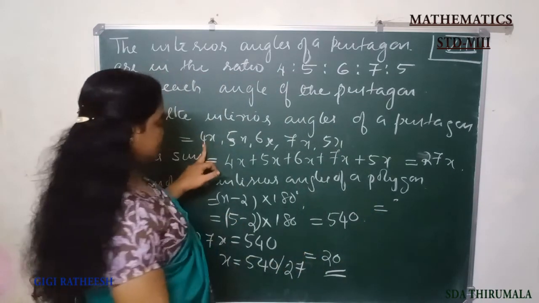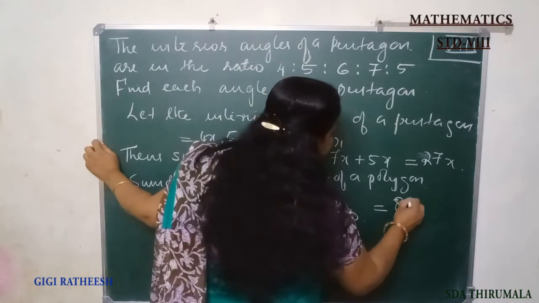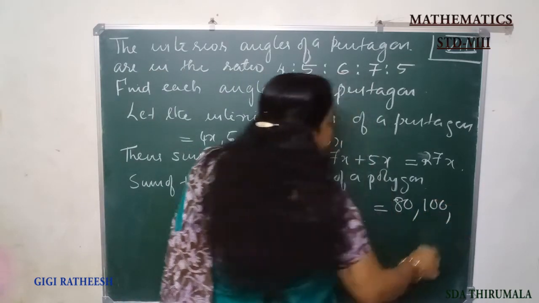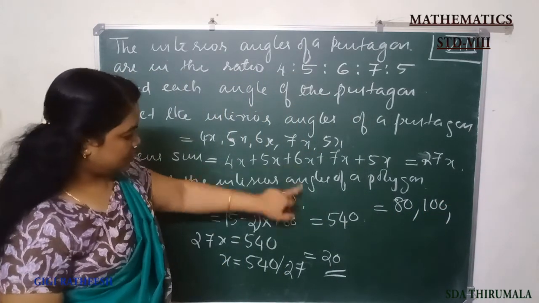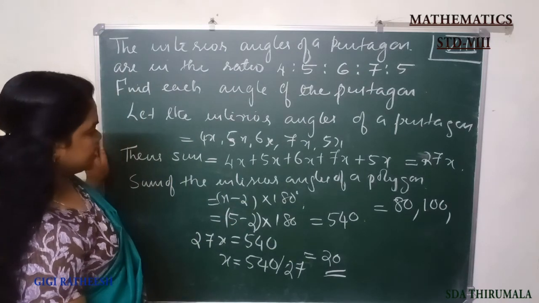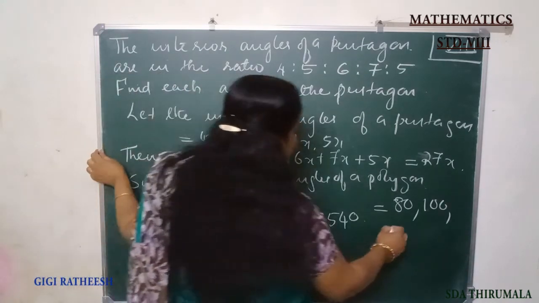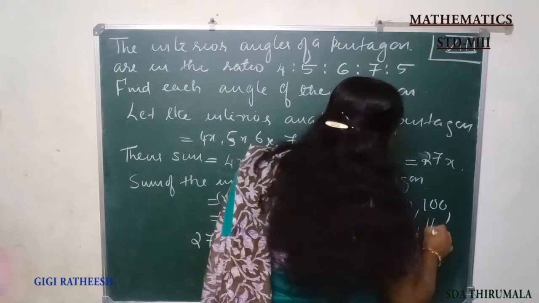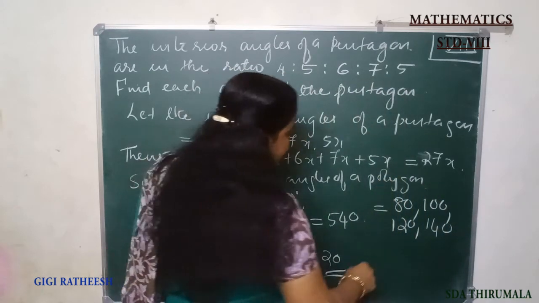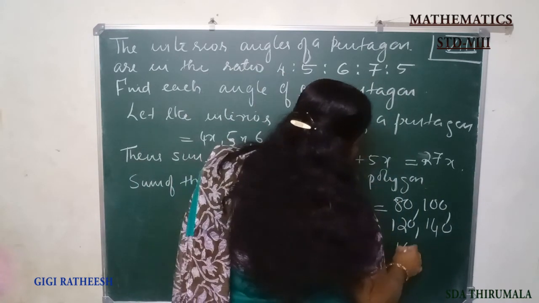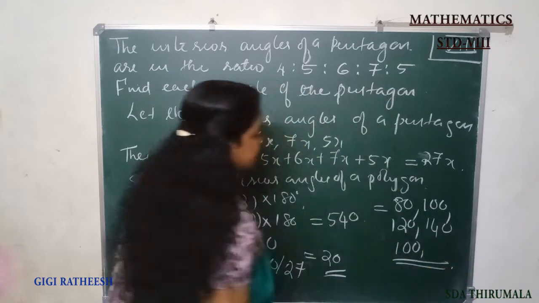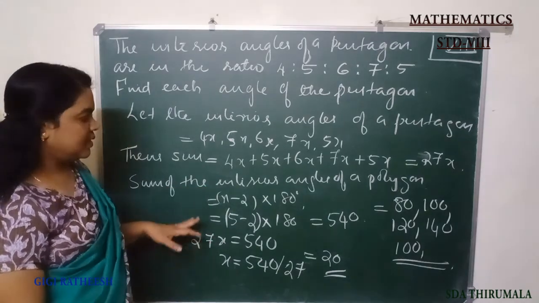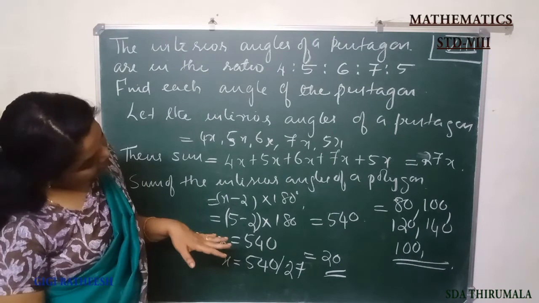4 into 20 is equal to 80. Then 5x, 5 into 20 is equal to 100. Next one, 6 into 20 is 6x, that is 120. Then 7 into 20 is 140, and again next is 5x, that is 5 into 20 is equal to 100. These are the values of the interior angles of a pentagon: 80, 100, 120, 140 and 100.